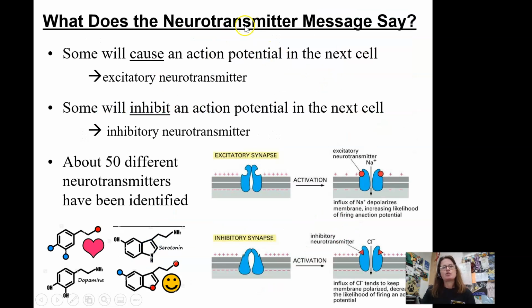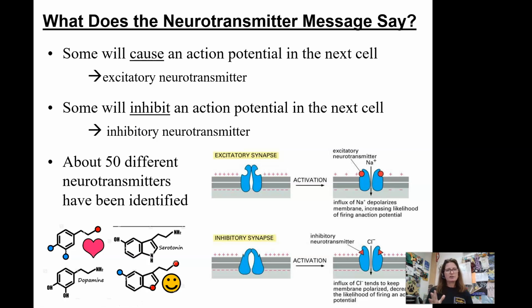So when we talk about these neurotransmitters, what are they saying? They're passing a message. What is that message? Some of those messages are going to be what are considered excitatory, like you should fire to the next cell. If it's another neuron, you should fire. Or if it's a muscle cell, you should contract. Some messages actually say don't fire. So it's an inhibitory message, like I don't want you to fire.